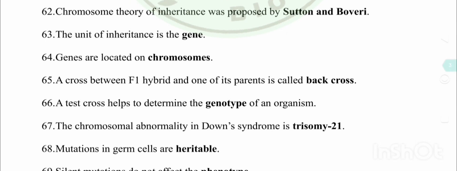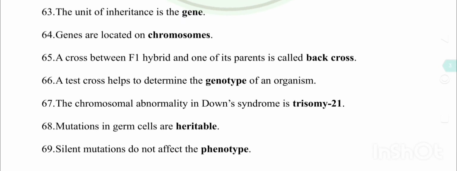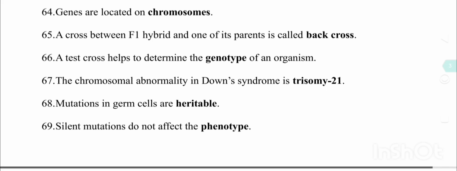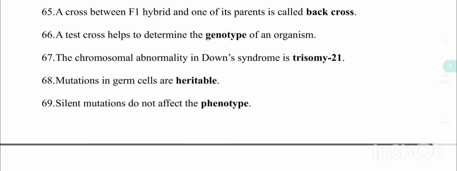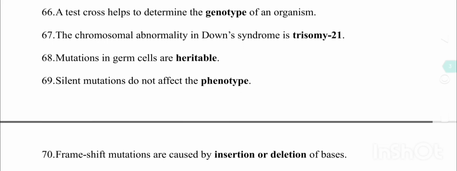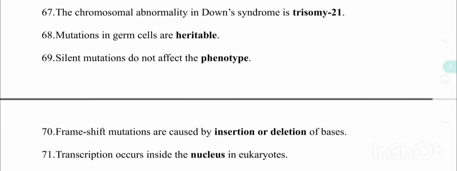66. A test cross helps to determine the genotype of an organism. 67. The chromosomal abnormality in Down syndrome is trisomy 21. 68. Mutations in germ cells are heritable. 69. Silent mutations do not affect the phenotype.